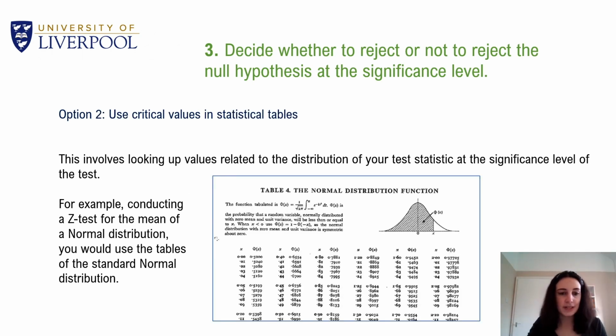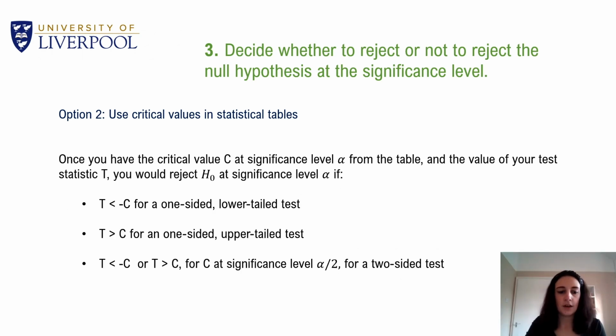The second way to carry out step 3 is to compare the calculated value of the test statistic to critical values in statistical tables. You will find statistical tables for each distribution which lay out critical values for each set of parameters and significance levels. You need to use the table relevant to the distribution of the test statistic that you are using. The way to decide whether or not we reject the null hypothesis here depends on what the alternative hypothesis is.